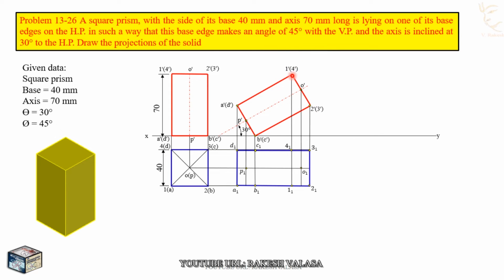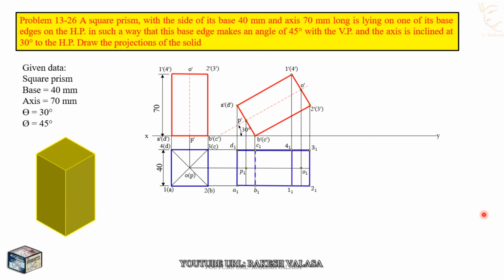So 1 dash 4 dash edge is visible to observers. So you can draw the continuous thick line. So join 4 1 1 1. Then B dash C dash edge is on XY and away to observer. This edge is invisible. So you can join this B1 C1 with dashed lines. Okay, after this, this is the second top view.